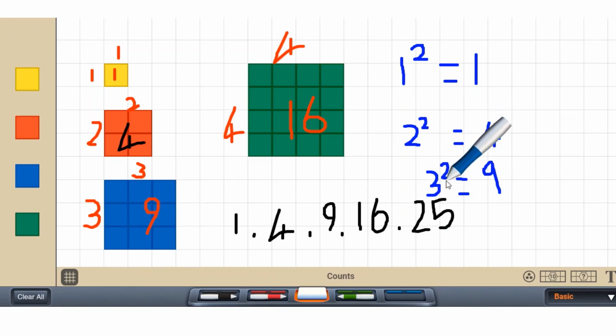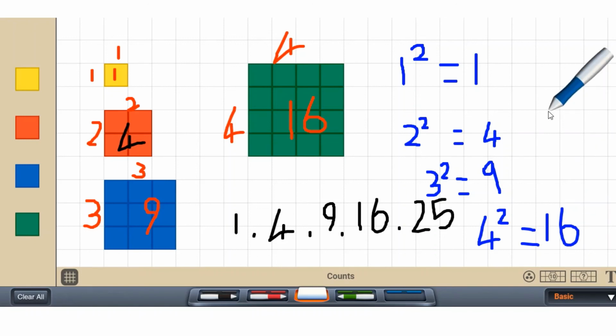We use this little 2 to show that it's squared. Last one, 4 squared equals 16. And this little symbol, this little 2 up here that means squared, it means times by itself. It's just another part of the code of maths. It's one of those things that we all need to learn. A number times by itself is called squared, and we show that with a little 2 just above the number. So when you're writing these in your book, make sure you're doing that little 2 up high, writing it correctly.